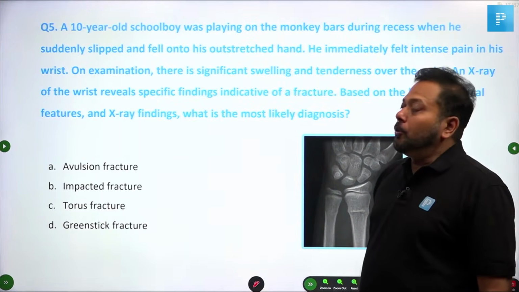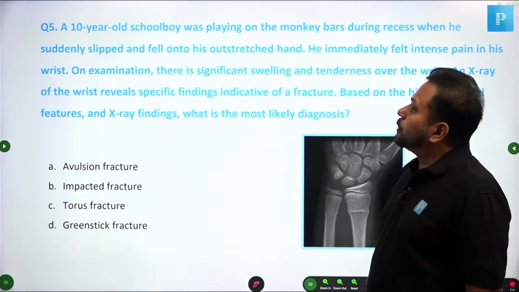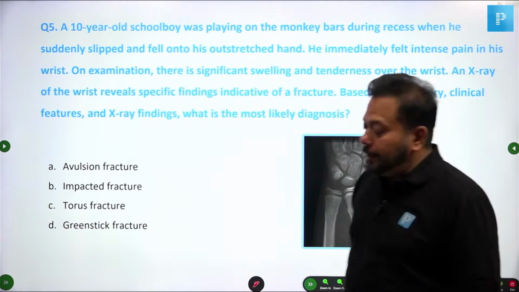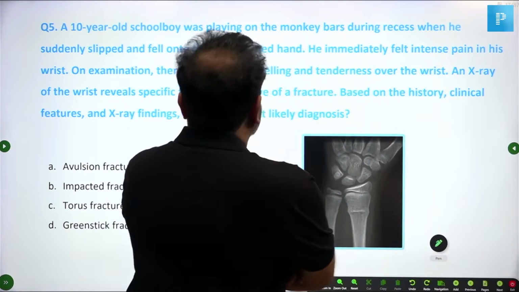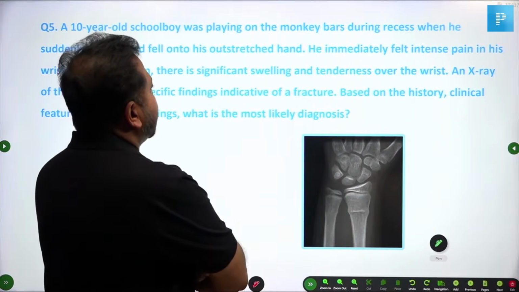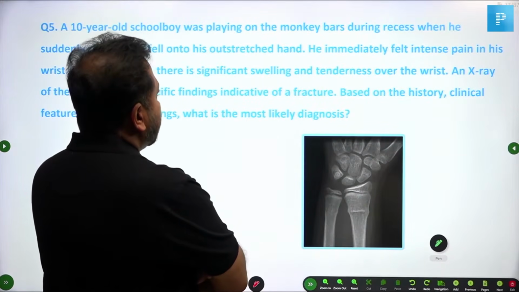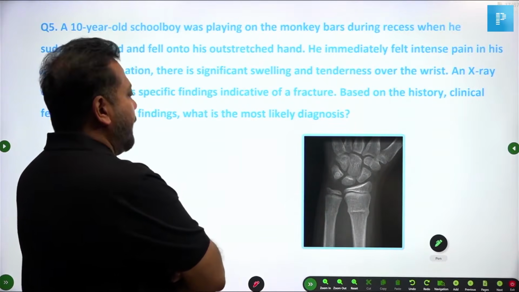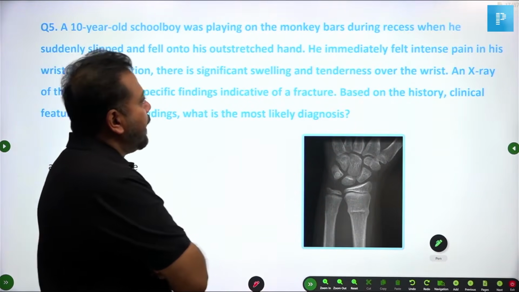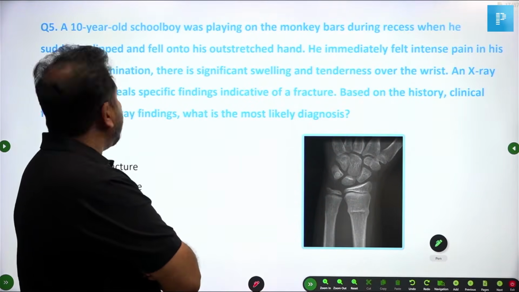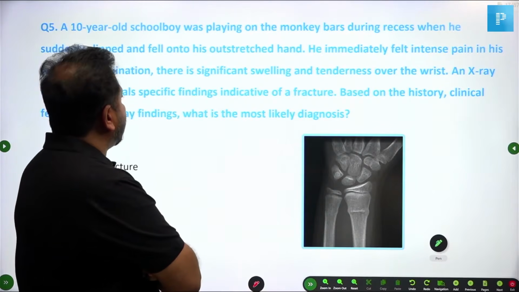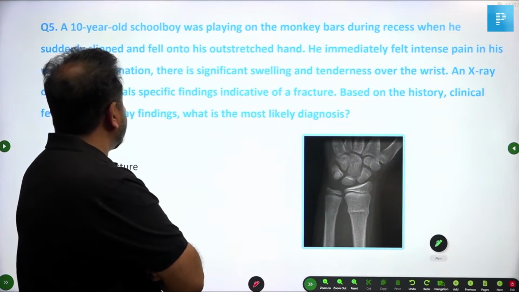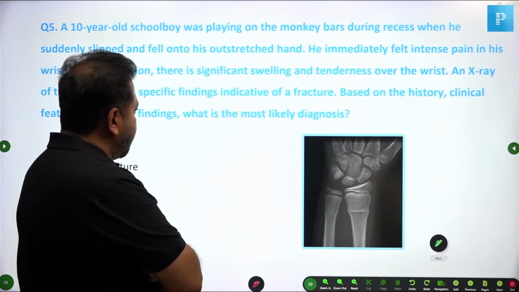A 10-year-old schoolboy was playing on monkey bars during recess when he suddenly slipped and fell onto his outstretched hand. He immediately felt intense pain in his wrist. On examination, there is significant swelling and tenderness over the wrist. An X-ray of the wrist reveals a specific finding indicative of fracture. Based on the history, clinical feature and X-ray finding, what is the most likely diagnosis?